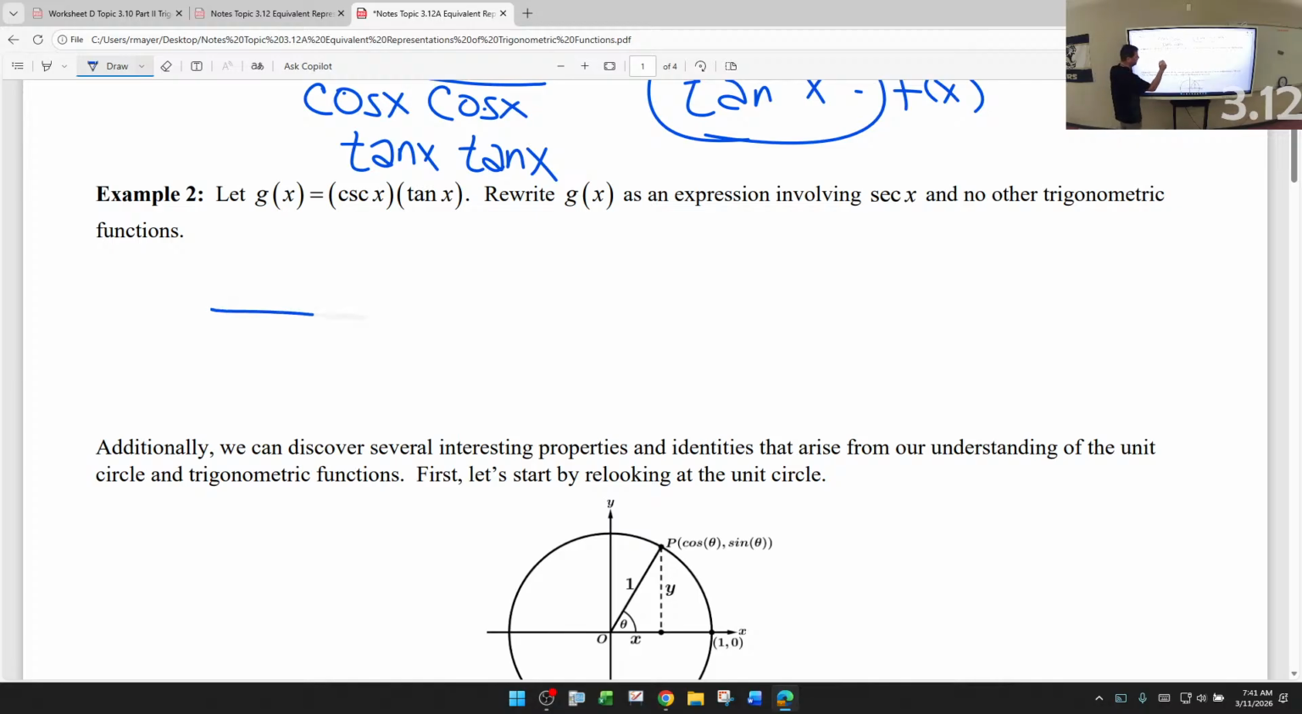It's the best way. So cosecant, I'm going to put 1 over sine. Tangent, sine over cosine.